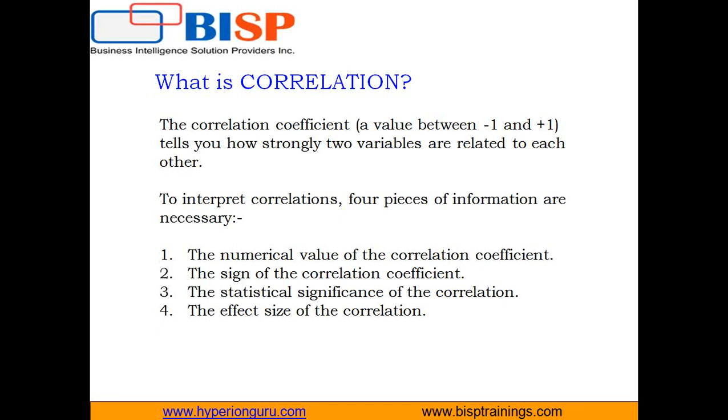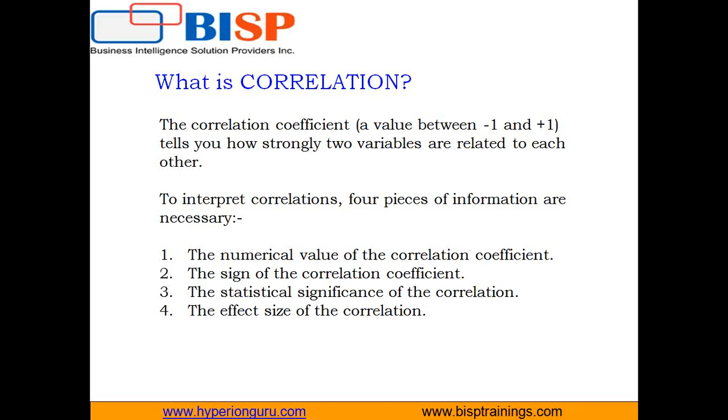Pearson is a statistic that is commonly used to calculate bivariate correlations. In correlation, there are four pieces of information that are necessary. The first one is the numerical value of the correlation coefficient. That means the correlation coefficient can vary numerically between 0.0 and 1.0. The closer the correlation is to 1.0, the stronger the relationship between two variables. A correlation of 0.0 indicates the absence of a relationship. If the correlation coefficient is minus 0.80, it indicates the presence of a strong relationship.